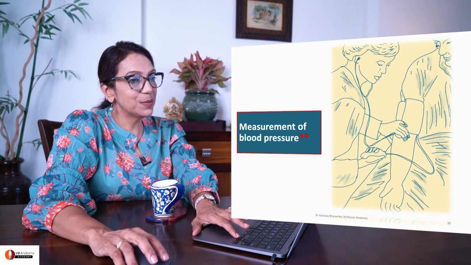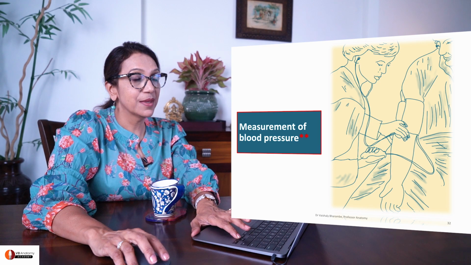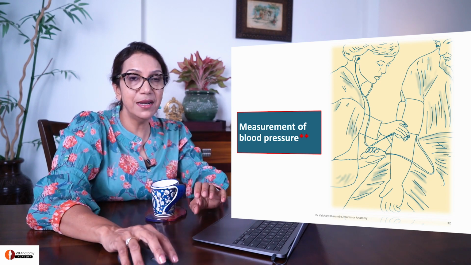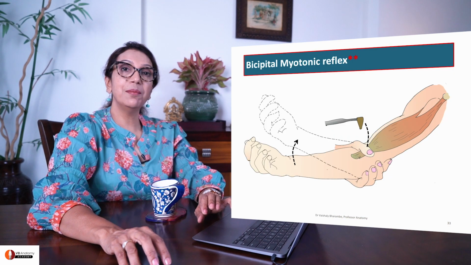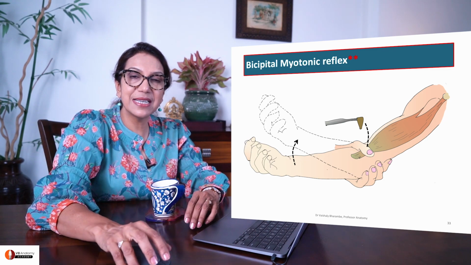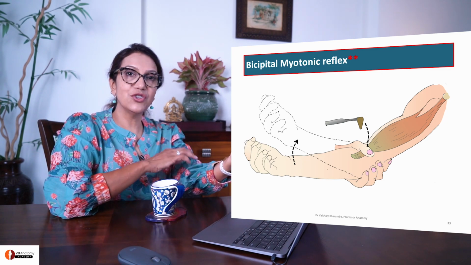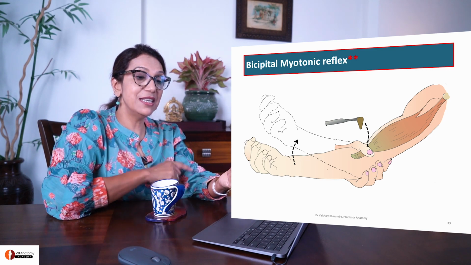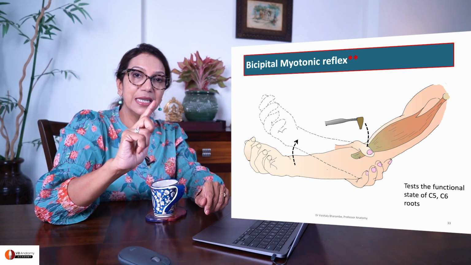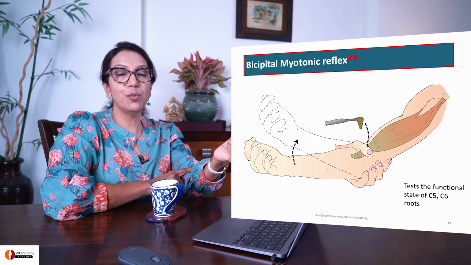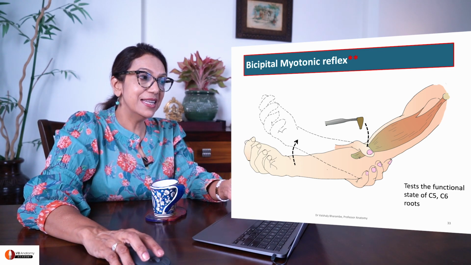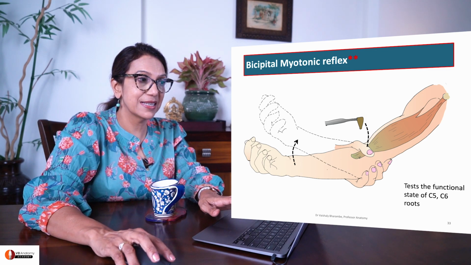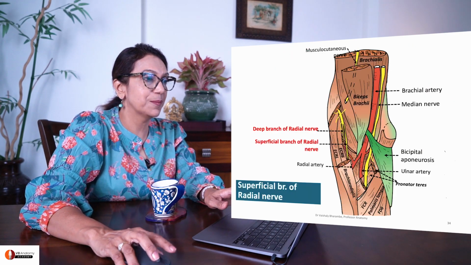So here you can see this person taking the blood pressure. Where is the stethoscope being placed? It is being placed over the artery in the cubital fossa. What is the bicipital myotatic reflex? Biceps reflex, same thing. You are gently tapping the biceps tendon with the help of an examining hammer. If C5, C6 is intact, the biceps contracts in the form of a jerk, which is what you are seeing here. This is helping you to understand the functional state of C5, C6, the way of taking biceps jerk.